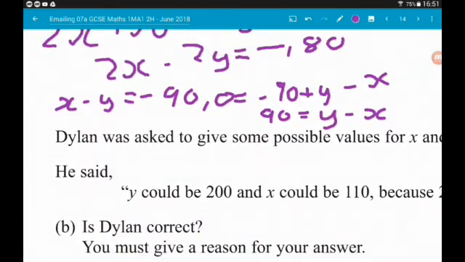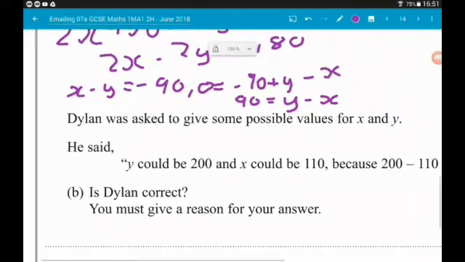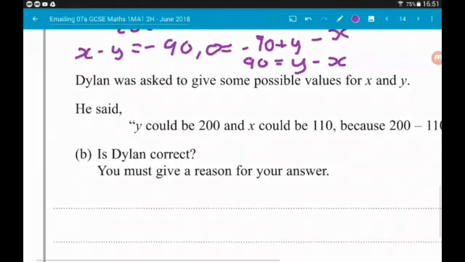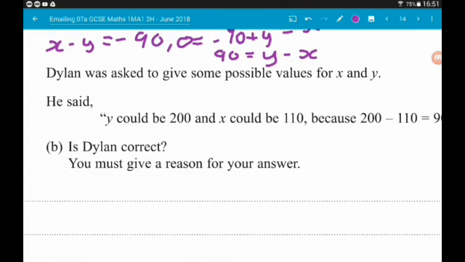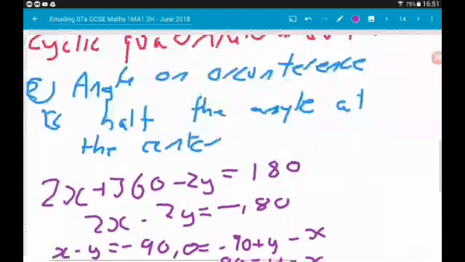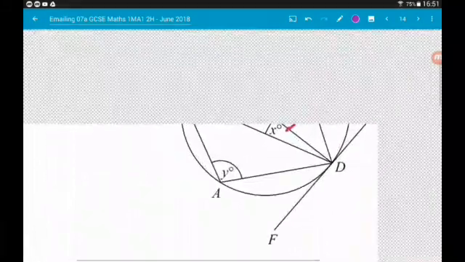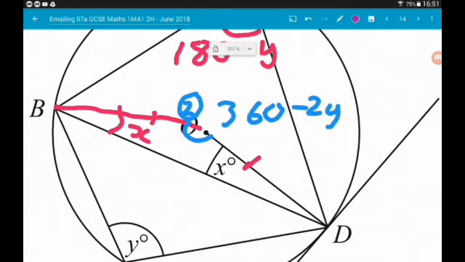Okay, then part B says, Dylan was asked to give possible values of x and y. He said y could be 200 and x can be 110, because 200 minus 110 is equal to 90. Is Dylan correct? We must give a reason for our answer. So let's think about this. Remember, we got a triangle in the middle of the circle here with two angles of x degrees.